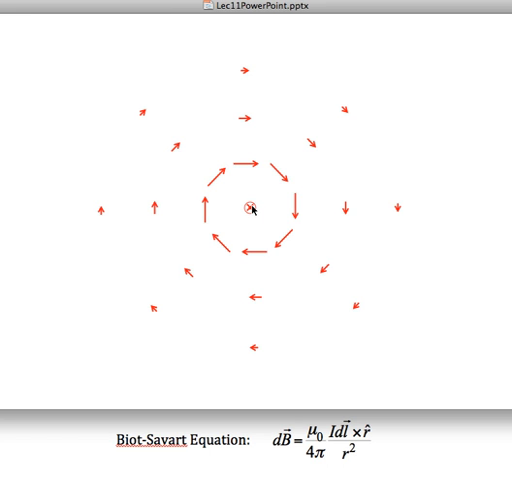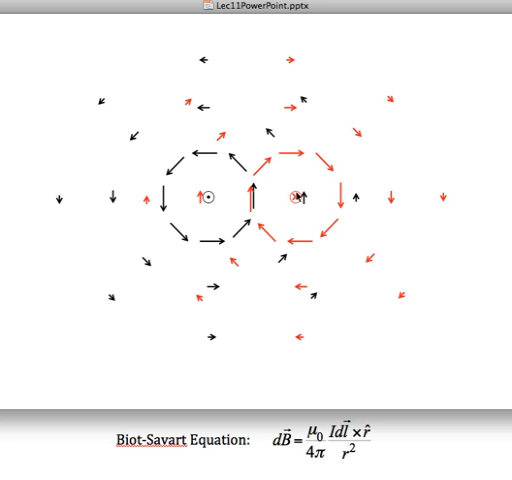So now we're going to put two of them on top of each other and think about the two together. On the left-hand side, I have a wire right here. On the left-hand side, there's a dot in the center, so the current is going toward me.